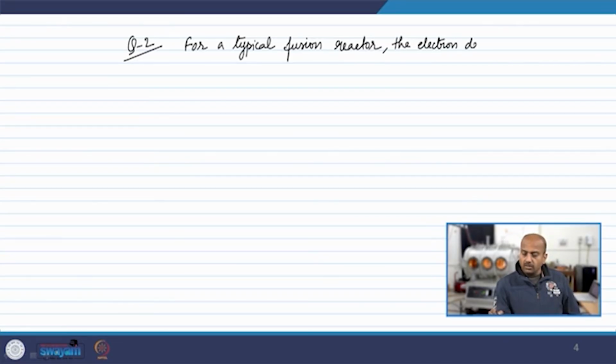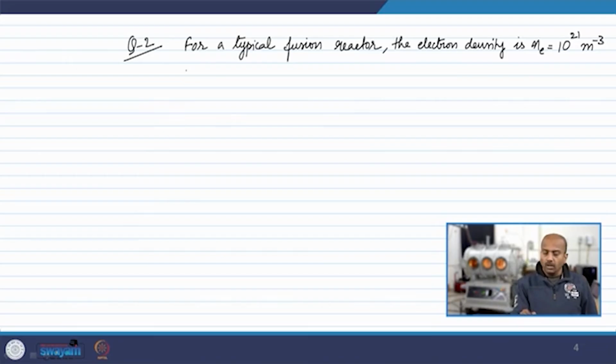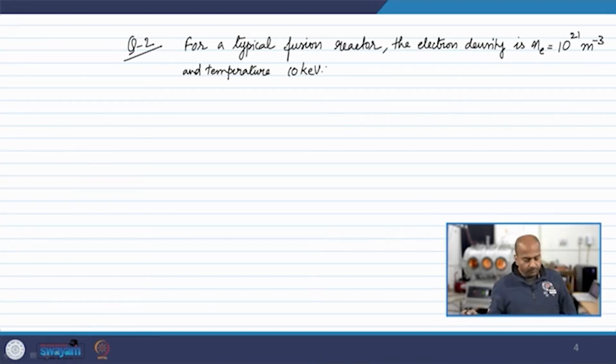the electron density Ne is equal to 10 to the power of 21 per meter cube, and the temperature is 10 kilo electron volts.